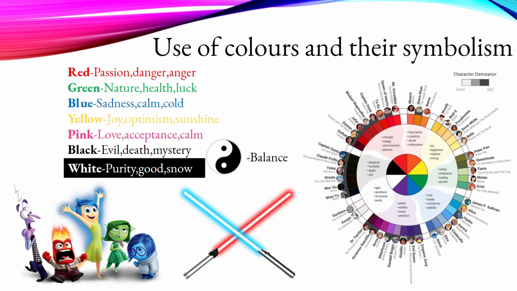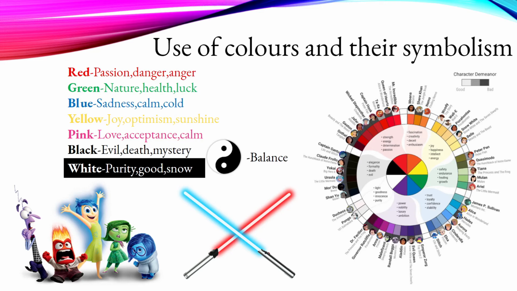Colours are often symbolic and represent something. For example, red represents passion, danger, anger, or blood. Green represents nature, health, luck, and hope. Blue represents sadness, calm, cold, or it can also represent responsibility.